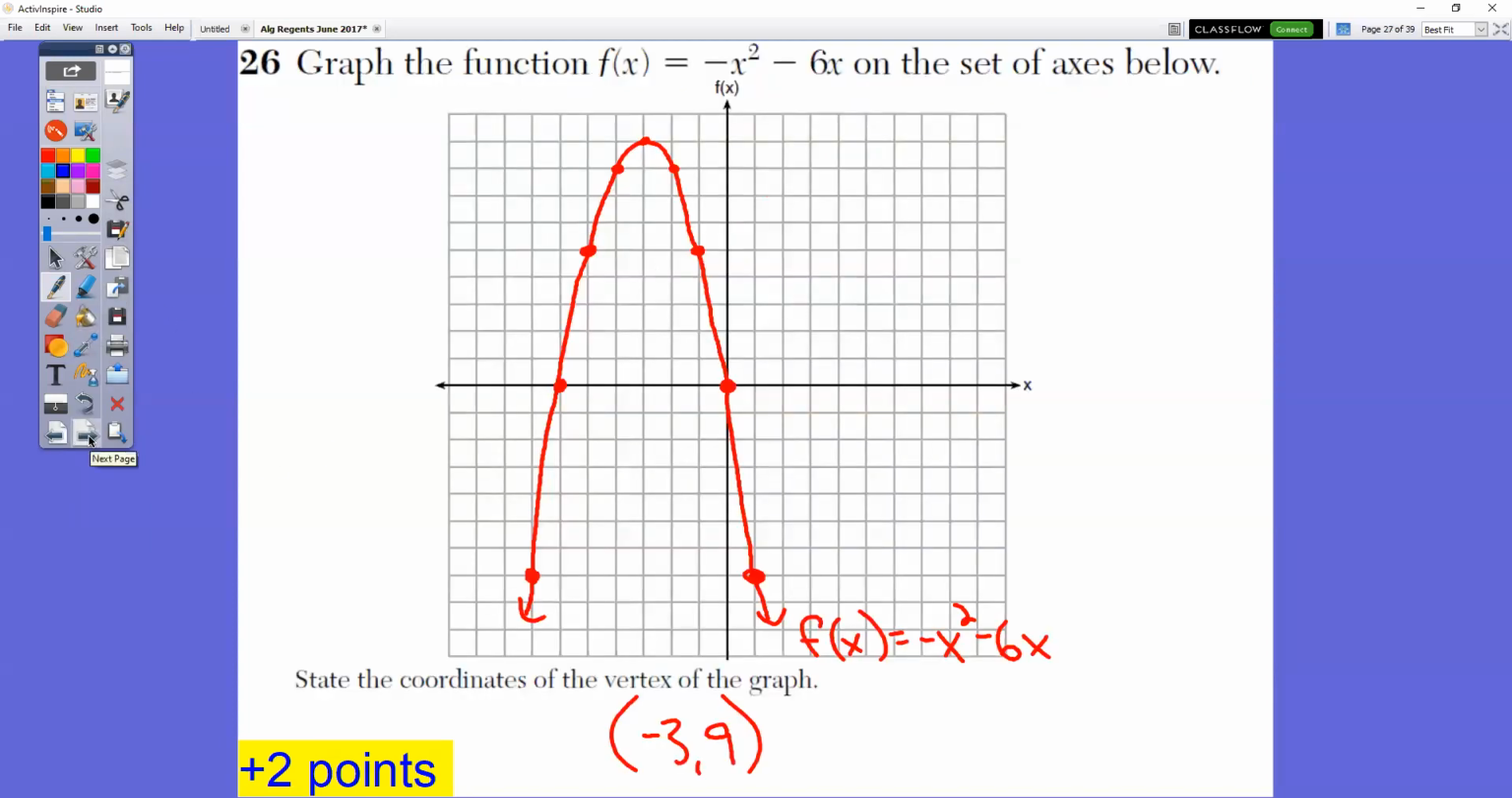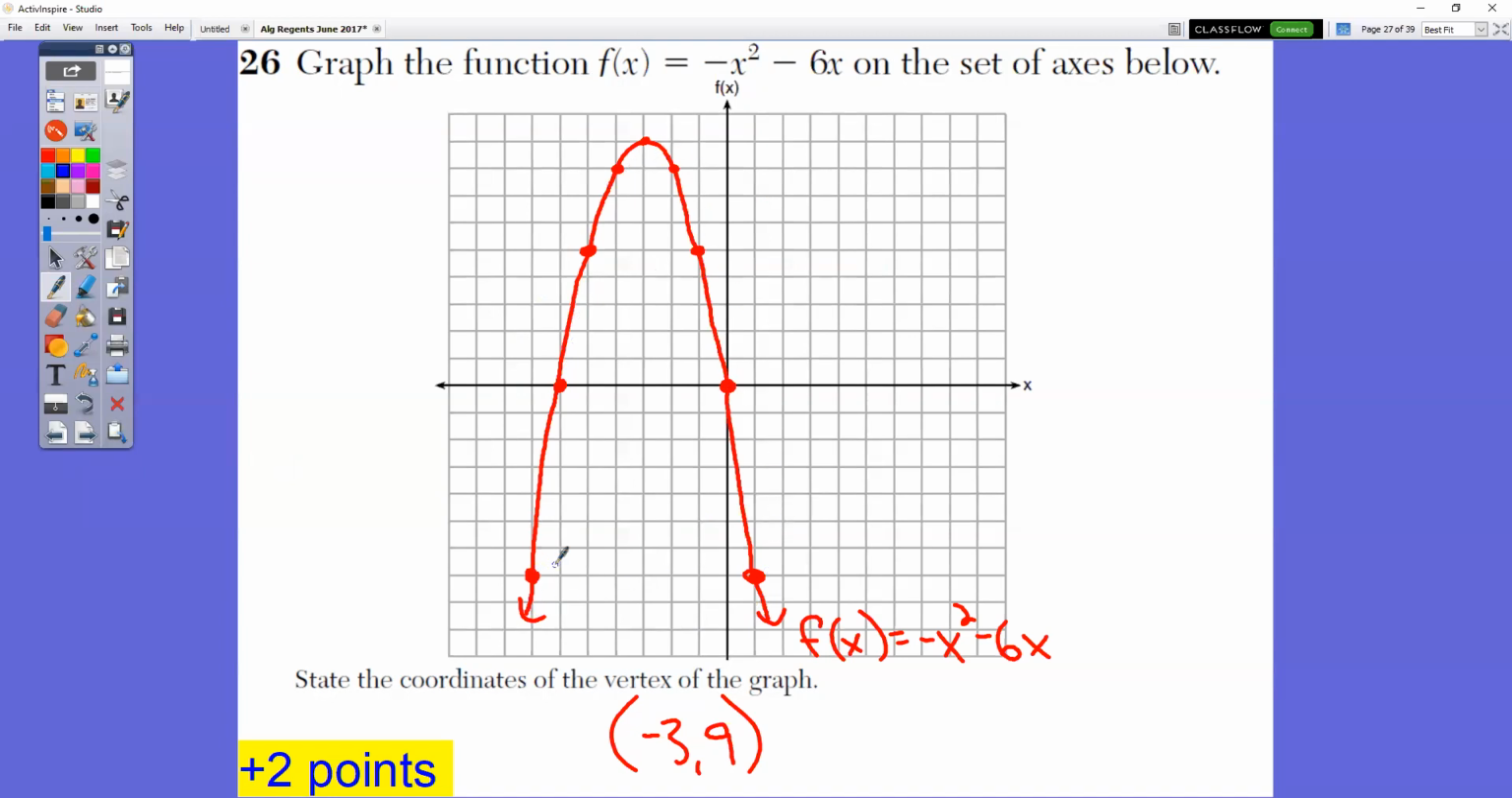So take a look at 26. Graph the function. All you had to do was to go up to y equals and type it into y equals on your calculator. I would have hit second and table to find these points, all right? Hit second and table to find these points that fit on the graph. So you should have this graph.